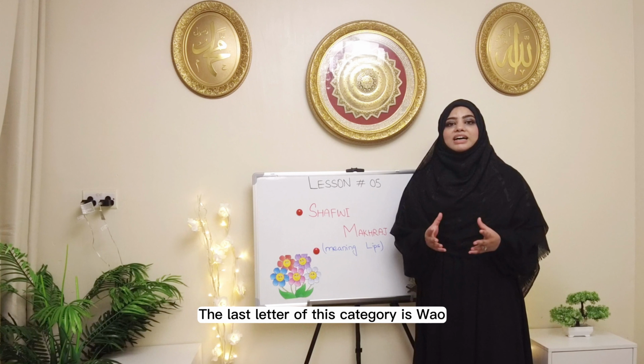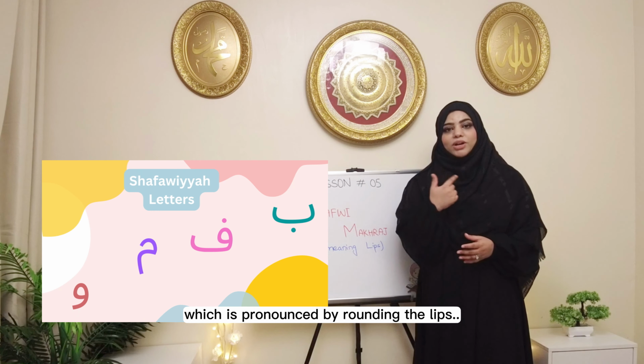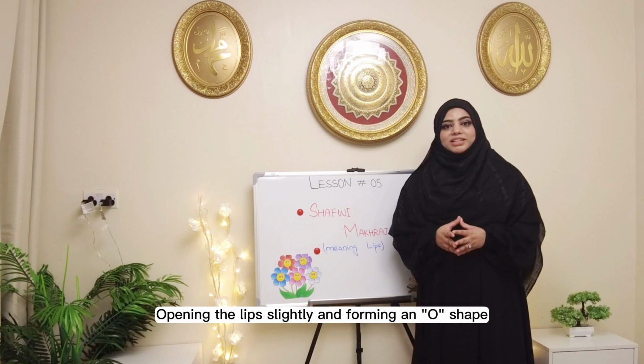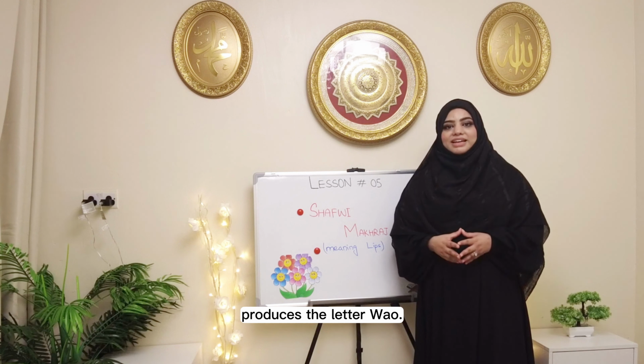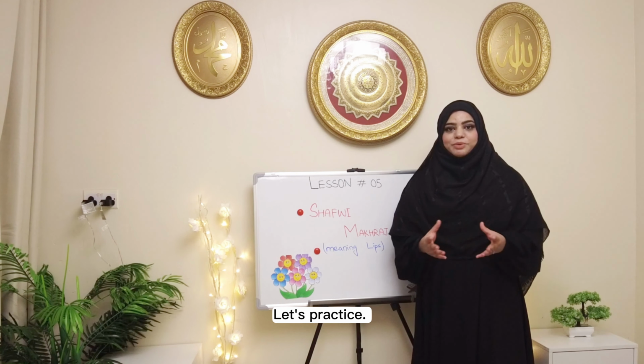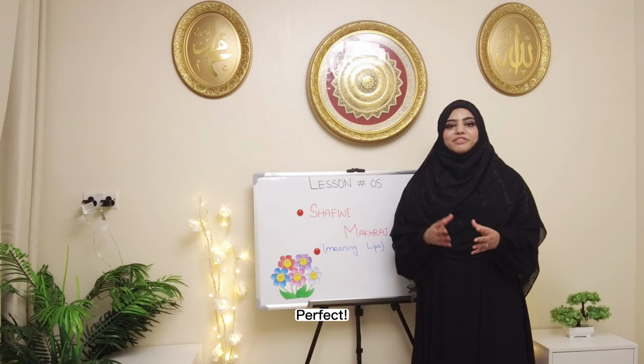Excellent. Last letter of this category is Wao, which is pronounced by rounding the lips. Opening the lips slightly and forming an O shape produce the letter Wao. Let's practice. Wao, Wao. Perfect.